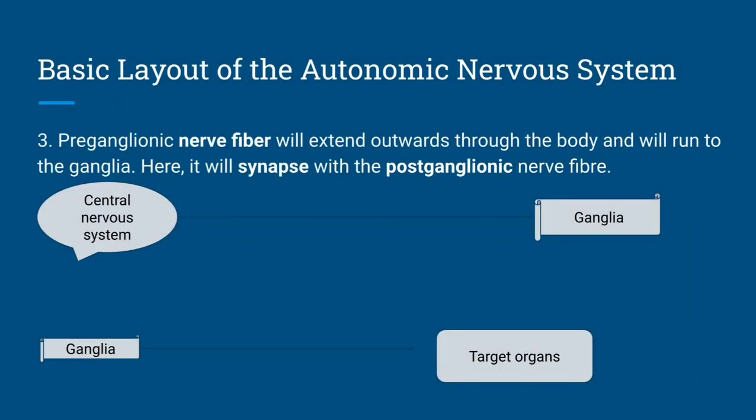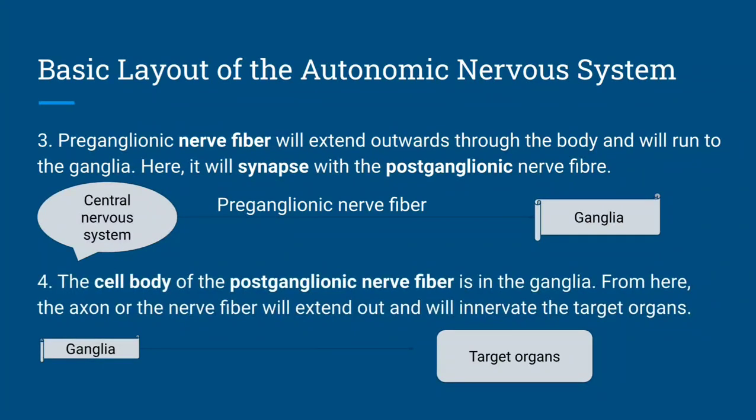So you see that there is a central nervous system, and you see that there is a nerve fiber that will extend outwards through the body and will run to the ganglia. Now remember that the cell body of the preganglionic nerve fiber is going to reside in the central nervous system. The nerve fiber or the axon is going to extend outwards through the body and will run to the ganglia. Here it will synapse with the postganglionic nerve fiber.